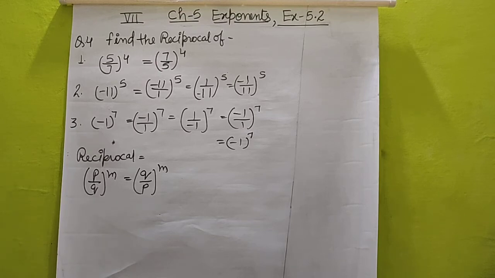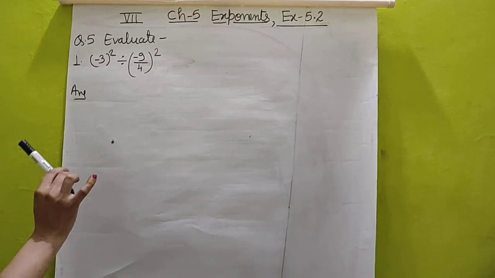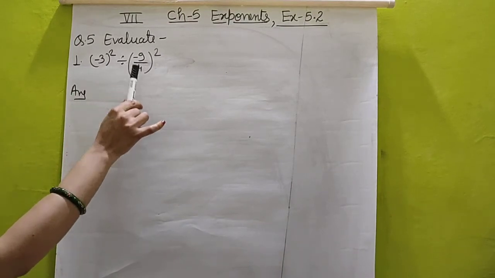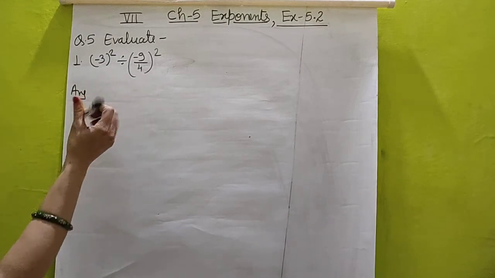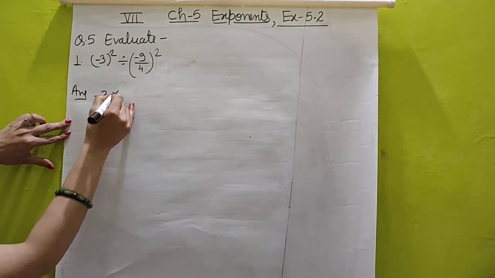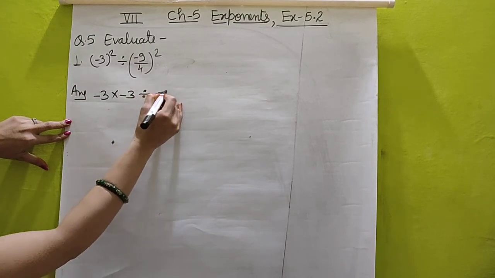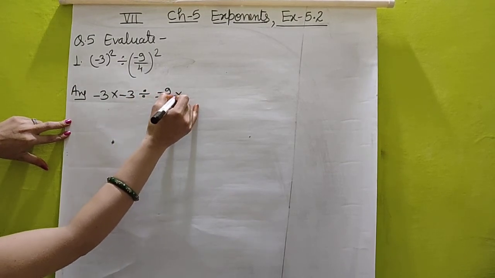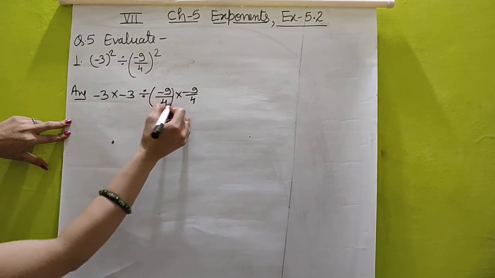Now question number 5, evaluate. Students, question number 5 is: evaluate (-3)^2 divided by (-9/4)^2. So first of all, students, I will solve this power. Then -3 multiplied by -3. Then this division sign will come as it is. Then -9/4 multiplied by -9/4. We can put a bracket here.